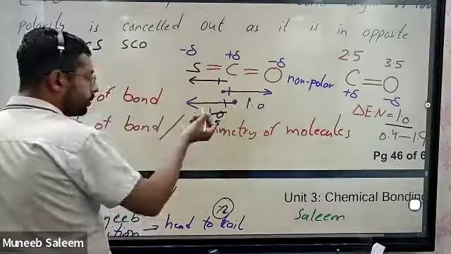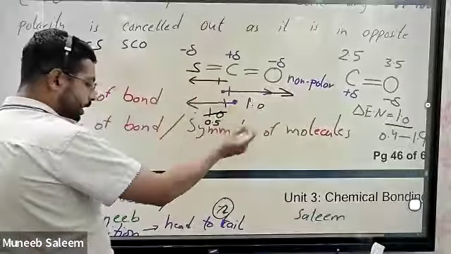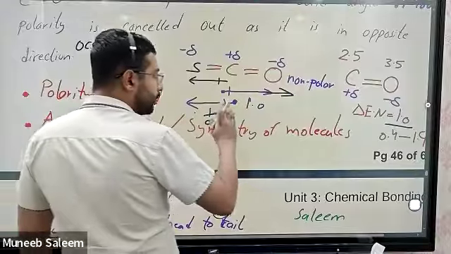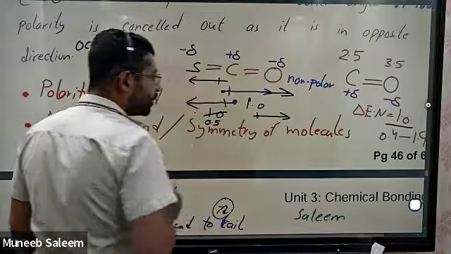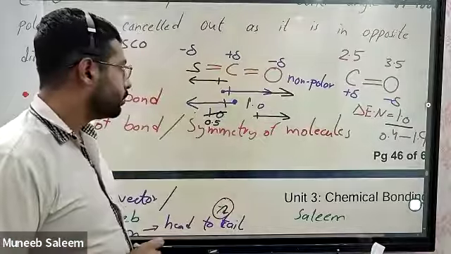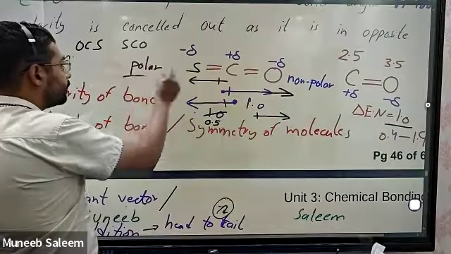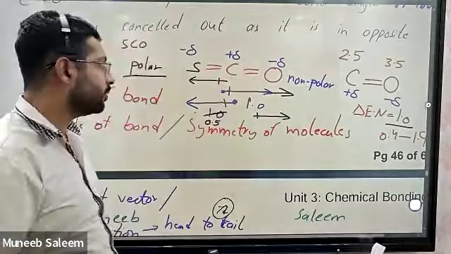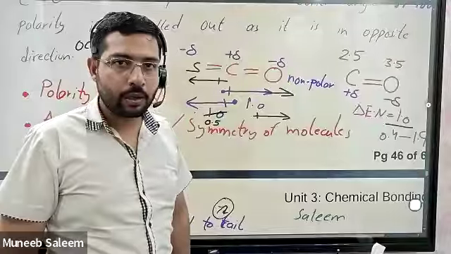Why is that so? Because the arrow on the right side is of longer magnitude, and the arrow on the left side is of smaller magnitude. So when you try to add them together, there will be an overall dipole in the rightward direction because of the higher value of 1.0 as compared to 0.5. So this will be a polar molecule, having two different magnitudes of the dipoles on each side. So this is how we determine the overall polarity of the molecules.